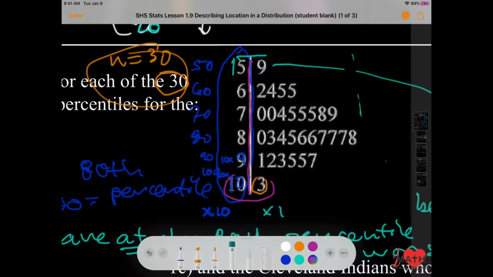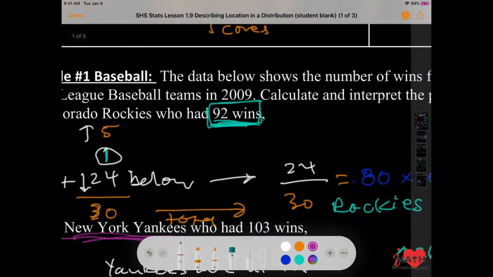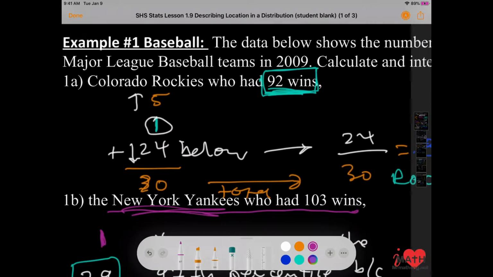Okay, so let's just erase it all. Might be faster. Okay, 92. So this is where the Colorado Rockies are, 92. Okay, now let's count how many numbers are above them. Okay, 1, 2, 3, 4, 5. Okay, there are 5 numbers above them with more wins.